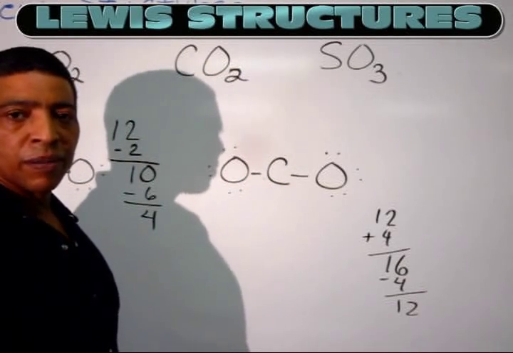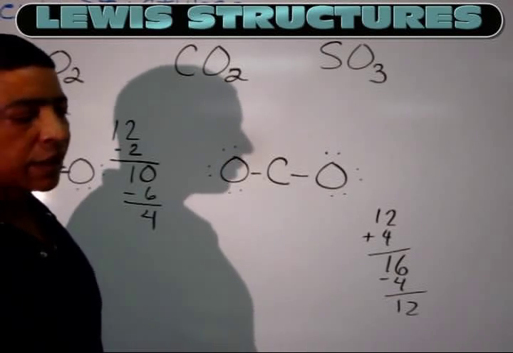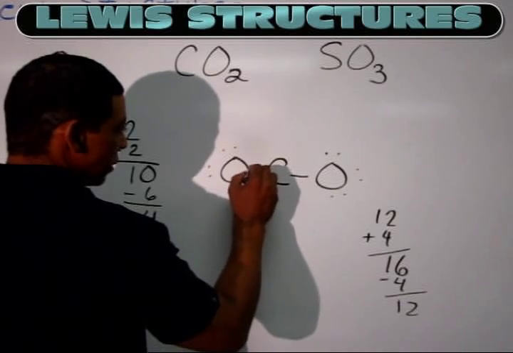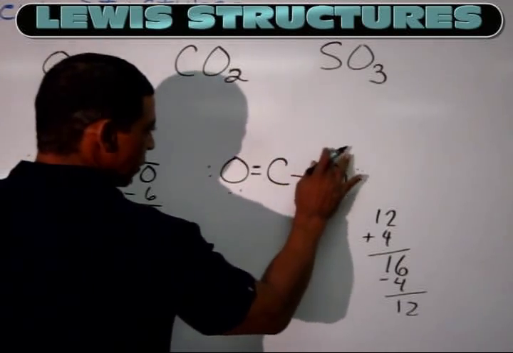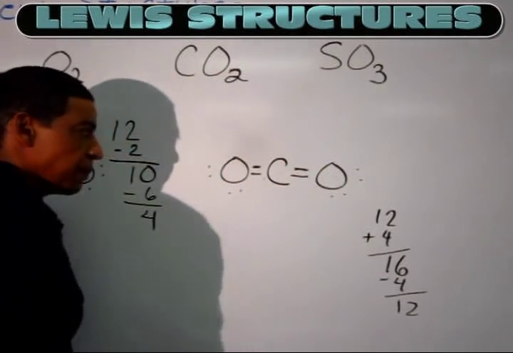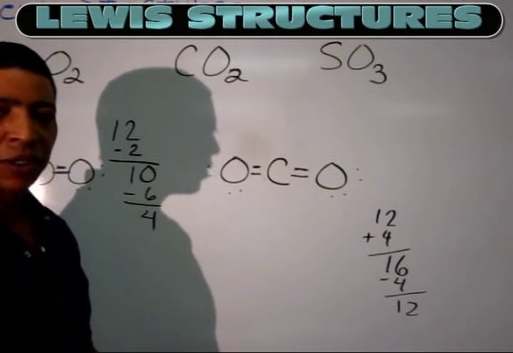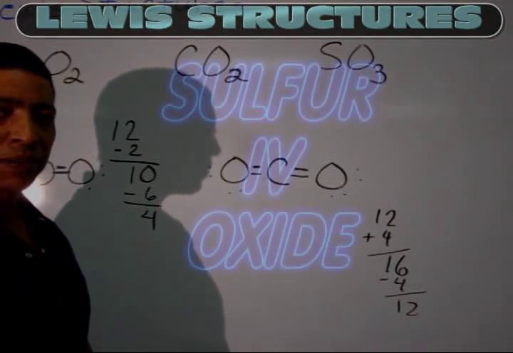Clearly, the carbon is not yet satisfied. To satisfy carbon, simply create a double bond between the C and each of the O's, where each bond consumes two electrons.